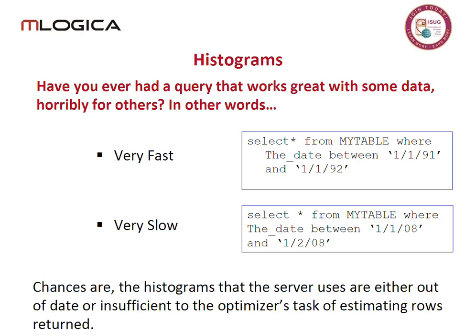Histograms. Why do those differences make such a difference? Looking at selecting from a particular table, in one case I'm looking for dates between 1991 and 1992. That's a year's difference. The next one I'm looking for a day's difference. Well, what's going to happen here? When we look at the optimizer, it is saying, I want to try to determine the fastest query path to bringing the data back.